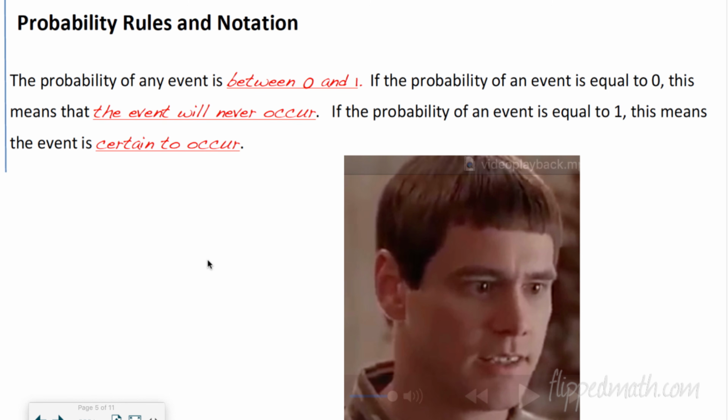So next we're going to talk about the probability rules and more importantly, some notation. So the probability of any event has to be between 0 and 1, inclusive, which means it can be 0 and it can be 1. If the probability of an event is equal to 0, that means you have 0 outcomes out of the entire sample space. So the event will never occur. So that is a probability of 0. Now, if the probability is equal to 1, it means it is certain to occur. So all of the probabilities, regardless of what the event is, have to be between 0 and 1. And here's one way that we can write that. The probability has to be between 0 and 1.